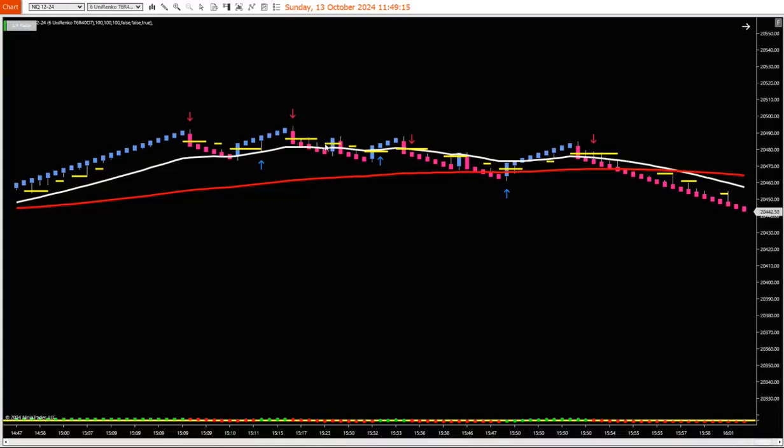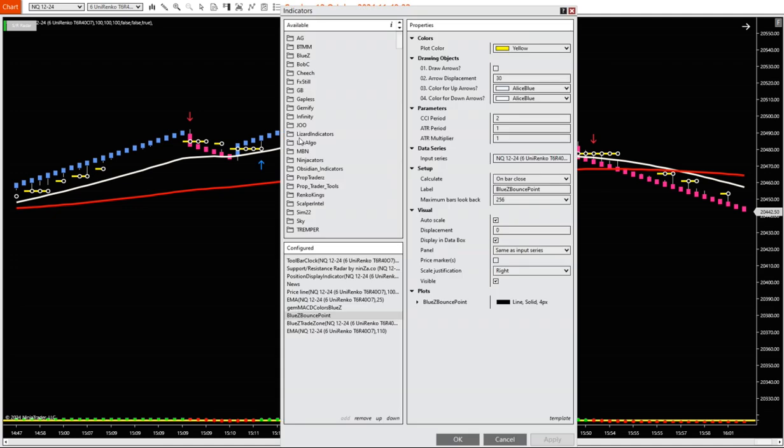All right, today we're going to do a little Sunday discussion on this bluesy bounce point indicator. I made a video before of using the arrows. I personally don't like to use the arrows. I do change my ATR period and ATR multiplier to 1 and 1, and I put it on a line instead of dots.